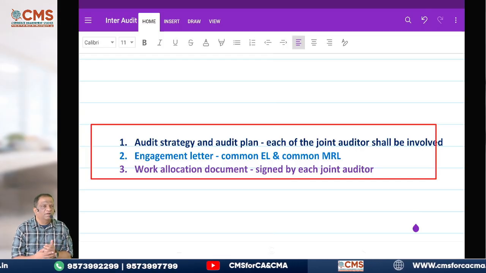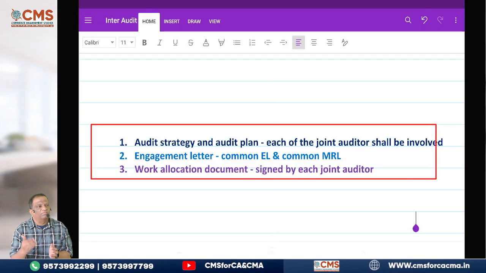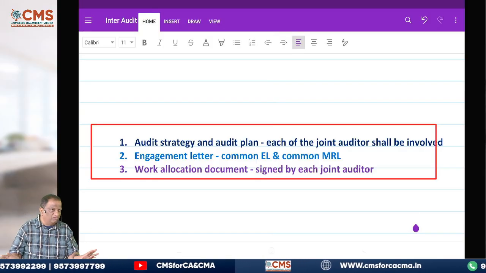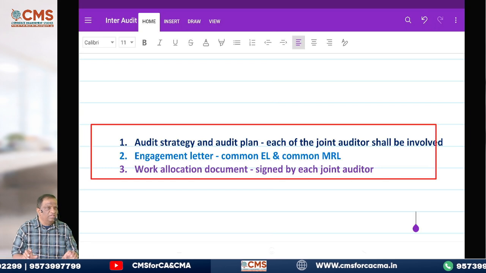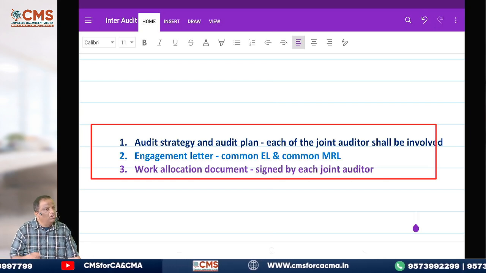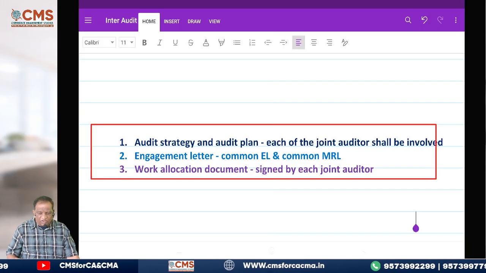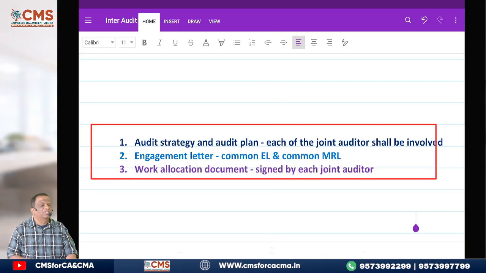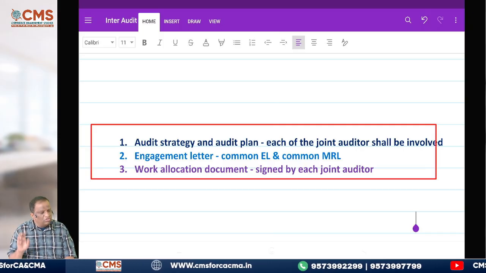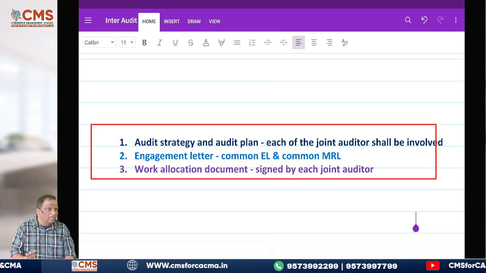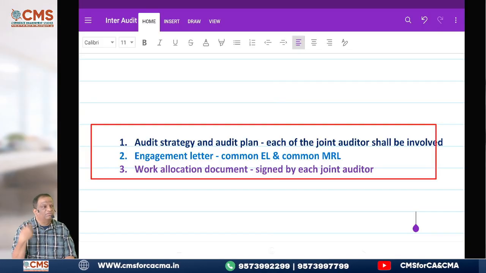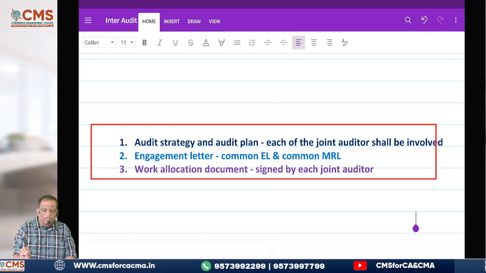There are other amendments in SA 299, but what matters to you in CA Inter? These 3 points. Now, when I have multiple audit firms, because yesterday we discussed, preparing the audit strategy and the audit plan are the prerogative of the auditor, not of the management. But here I got multiple audit firms. Then which auditor will have to plan? Preparing the audit strategy means every joint auditor shall get involved. Say you and I are appointed as joint auditors. I can't tell you, you prepare the plan, I will follow. That's not acceptable. Each joint auditor shall follow.